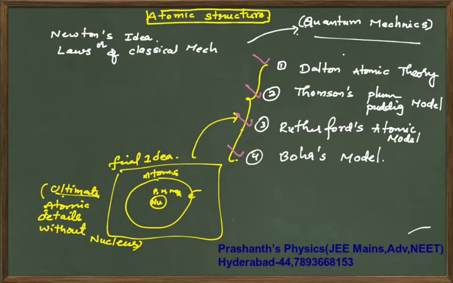What you are going to learn in this chapter is similar to what you are going to learn in chemistry. First Dalton explained something, next Thomson explained something, then Rutherford, then Bohr. Each theory or each model is kind of an improved version of the previous one.